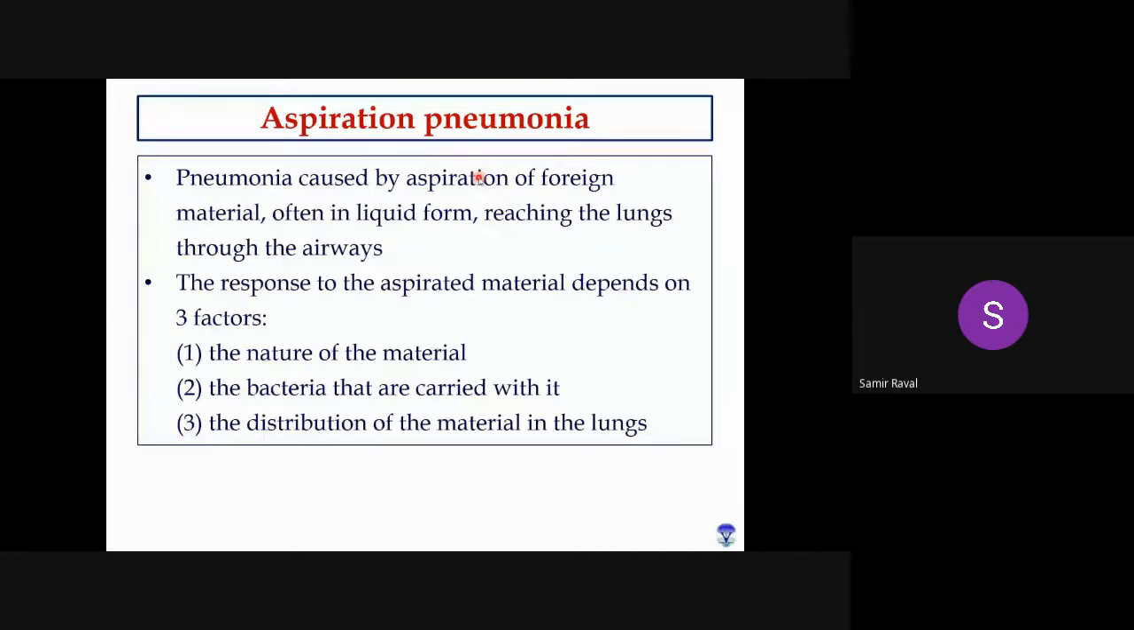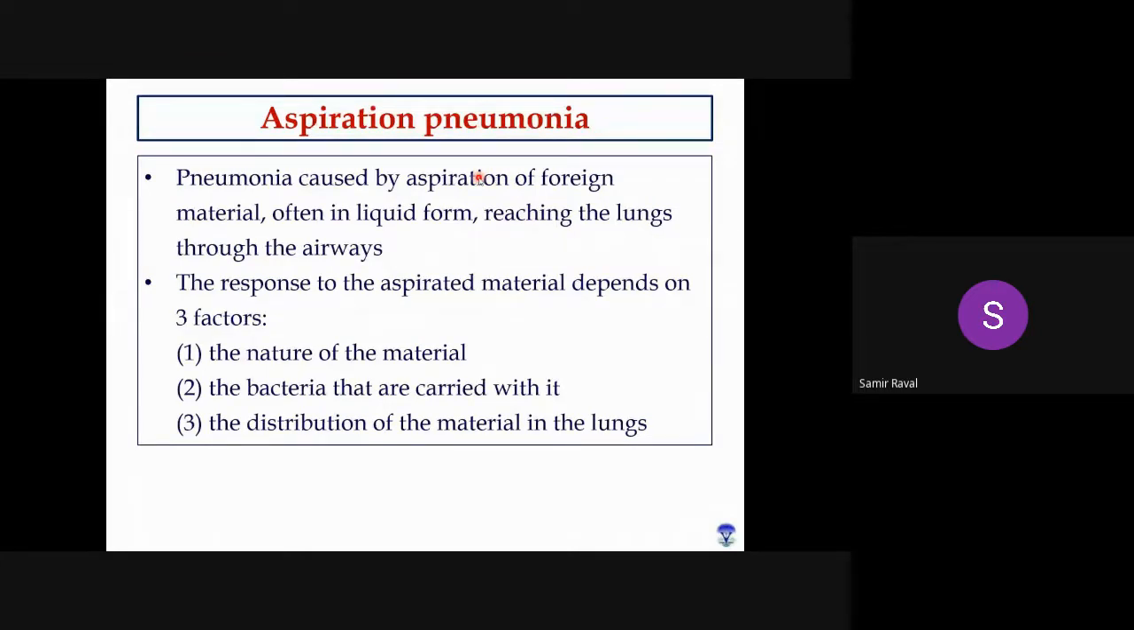When we forcefully feed anything to the animals, many a time that particular feed will enter into the trachea and produce aspiratory pneumonia, right? So the response to aspirated materials depends upon three factors. The first one is the nature of the material. Suppose you are forcefully drenching water. Water is comparatively less toxic to the lungs. If it enters the lungs, it will be easily absorbed from the alveoli, so it will produce a little less detrimental effect. Second, the types and amount of bacteria carried with it, right?